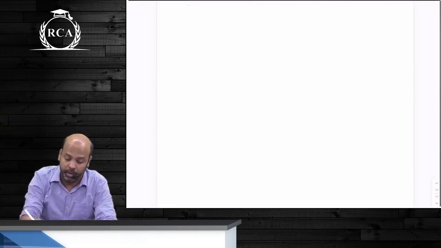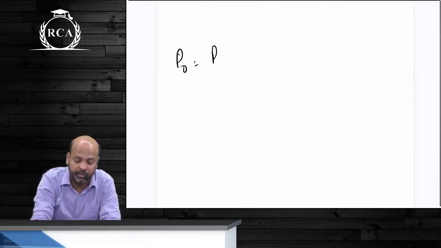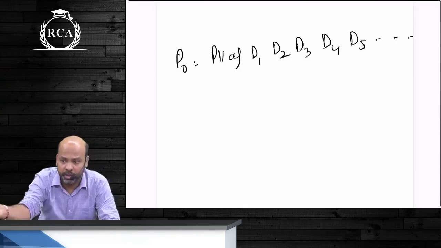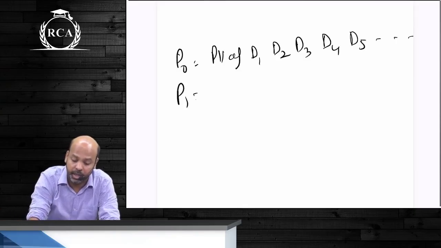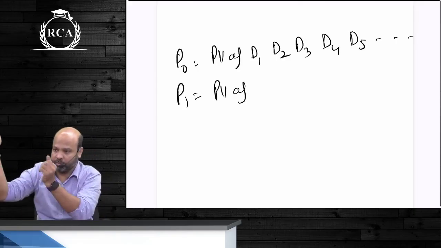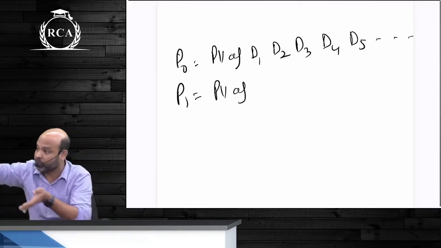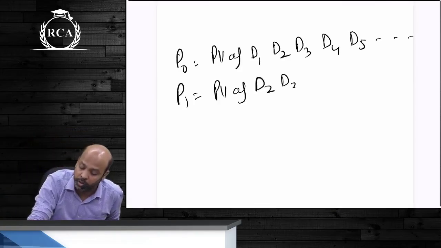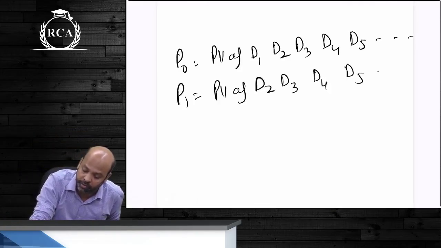When I write P naught beta, P naught is the present value of which year dividends? D1, D2, D3, D4, D5, so on. Yes or no? If I am writing P1, it's all future cash flows. If you are computing price at the end of year 1 beta, you will include cash flows from second year. It will be present value of D2, D3, D4, D5, so on.